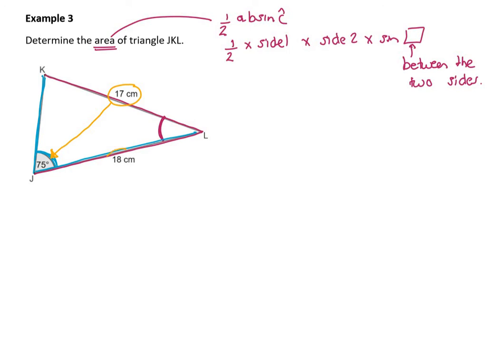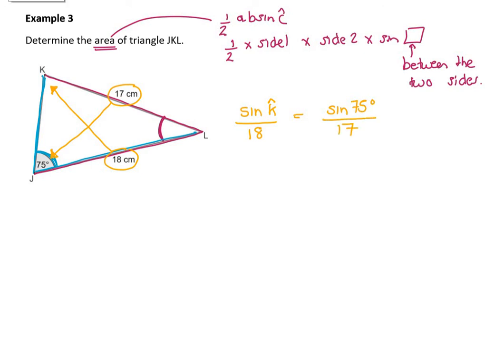What other thing have I got? I've got 18, and so who's opposite 18? Angle K. So I can definitely find angle K because it's the partner to the 18. If I'm trying to find angle K, I'm going to write sine of angle K as my starting point at the top. Sine of angle K over the opposite side, 18, will be the same as sine of 75 over its opposite, which is 17.